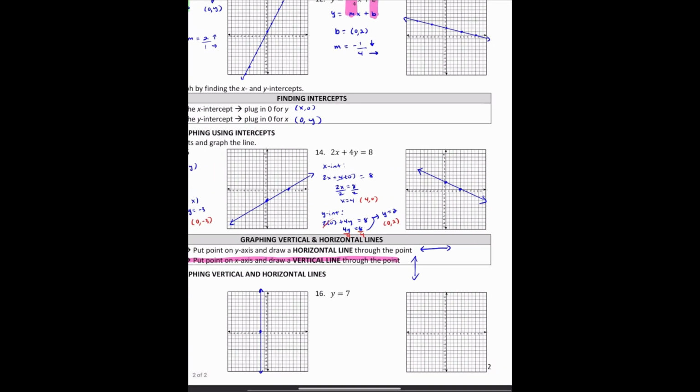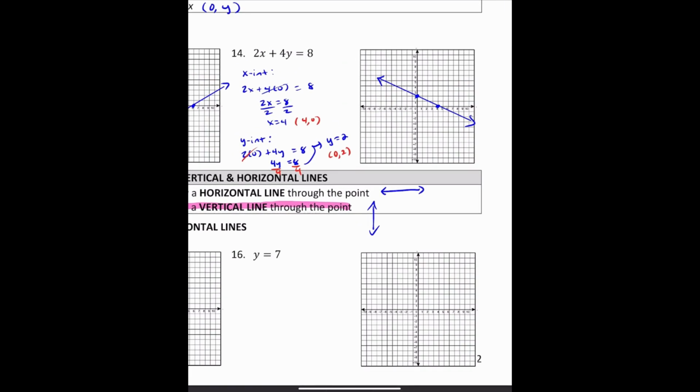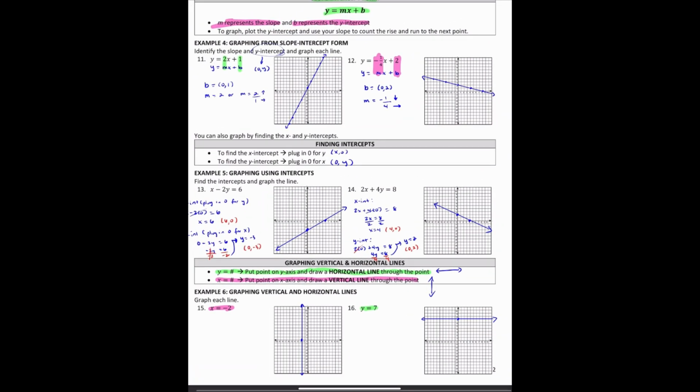Okay. Number 16, we have y equals 7. When we have y equals a number, we put a point on the y-axis and draw a horizontal line through the point. So we have y equals 7. I need to locate where that is on the y-axis. So here's 7, and remember, it needs to be a horizontal line. So through this point, I'm going to draw a horizontal line just like this. Okay? So that's how you graph vertical and horizontal lines.